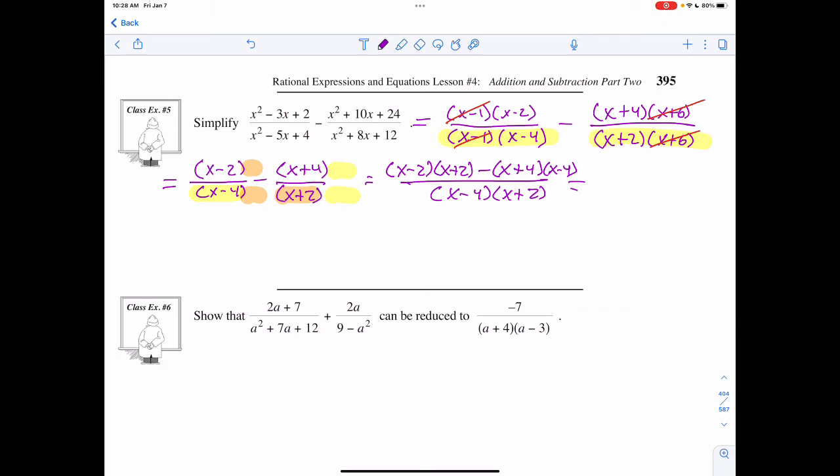This is the same as (x squared minus 4) minus (x squared minus 16). Don't forget to put it in brackets because remember, when we have this minus here, it needs to get distributed out into both those terms. So be really careful with that minus. Over (x minus 4) times (x plus 2).